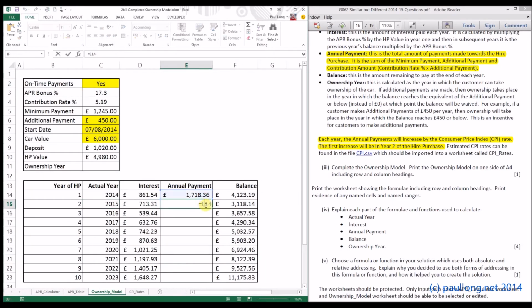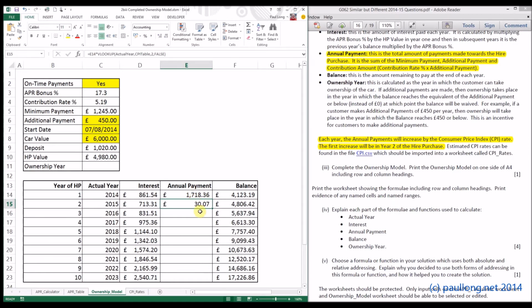So let's do that. So we're going to do E14 multiplied by a VLOOKUP, and we're going to look up the actual year. Now we can put in the name because it's in the same row as this named range. We're going to look at the actual year in the CPI table. The CPI rate was in column 2, so that's what we want it to return, and we want an exact match, so we'll put false. Now you'll find that this is actually going to be a much smaller value than you're expecting, because all we've done is multiplied by the CPI rate. So that shows us how much the annual payment is going to increase by.